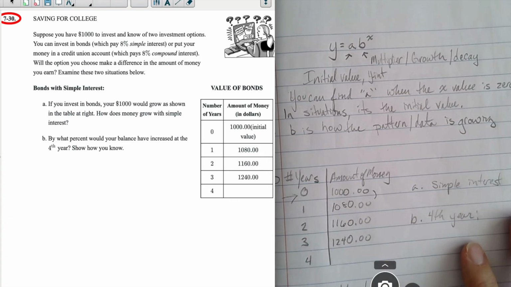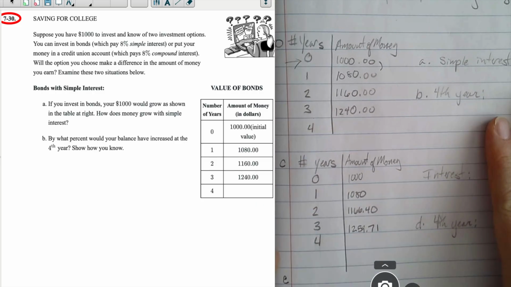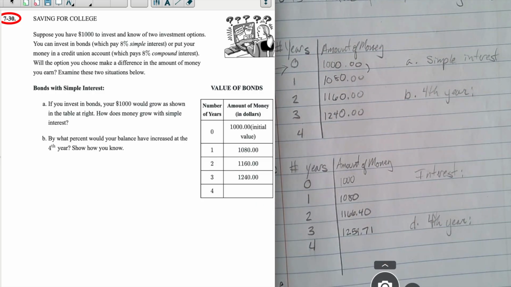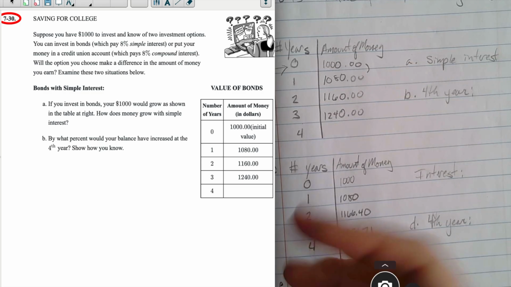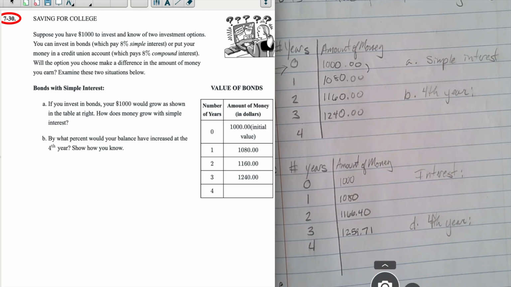So this is something that applies really nicely outside of our high school classrooms, because exponential functions represent interest, which is something that you see in bank accounts, pretty much any sort of saving situation. So suppose you have $1,000 to invest in two investment options. You can invest in bonds, which pay 8% simple interest, or you can put your money into a credit union account, which pays 8% compound interest. Which option you choose will make a difference in the amount of money you earn. Examine these two situations below.